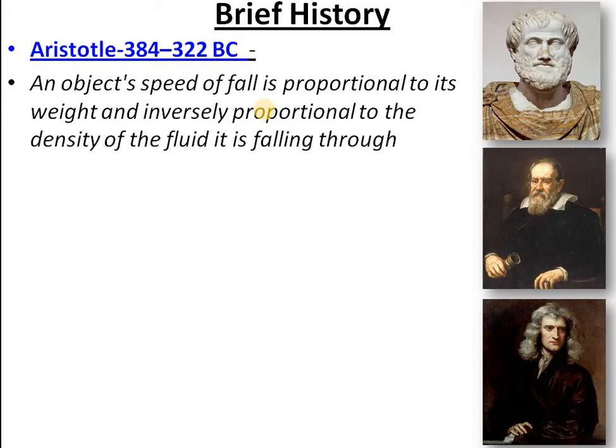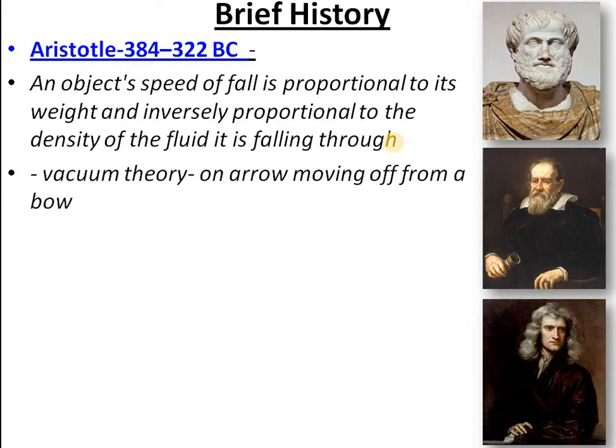He is a very famous philosopher from Greece. This is one of his famous theories: an object's speed of fall is proportional to its weight and inversely proportional to the density of the fluid through which it is falling. This is an old theory, and every school child knows today that this theory is not valid. But this was the theory believed by people in those days. Nowadays the weight has nothing to do with the speed. If two bodies of different weights are dropped, they will fall in equal intervals of time.